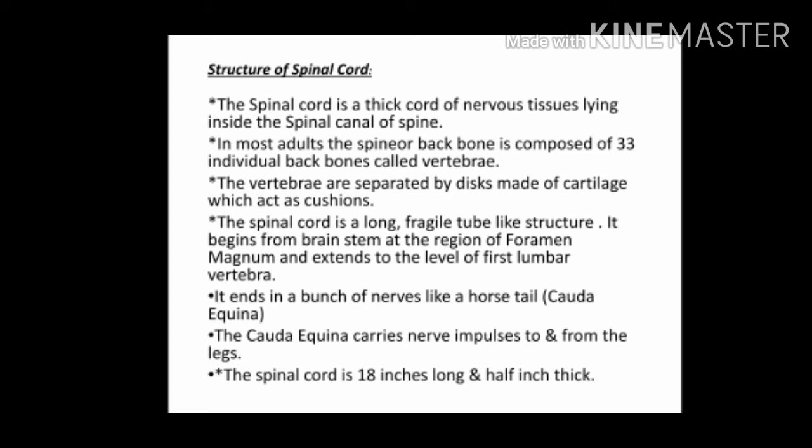It begins from the brainstem at the region of foramen magnum and extends to the level of the first lumbar vertebrae. It ends in a bunch of nerves like a horsetail, cauda equina. So cauda equina is the ending part of the spinal cord. As it looks like a horsetail, hence the name is cauda equina. The cauda equina carries nerve impulses to and from the legs. The spinal cord is 18 inches long and half an inch thick.